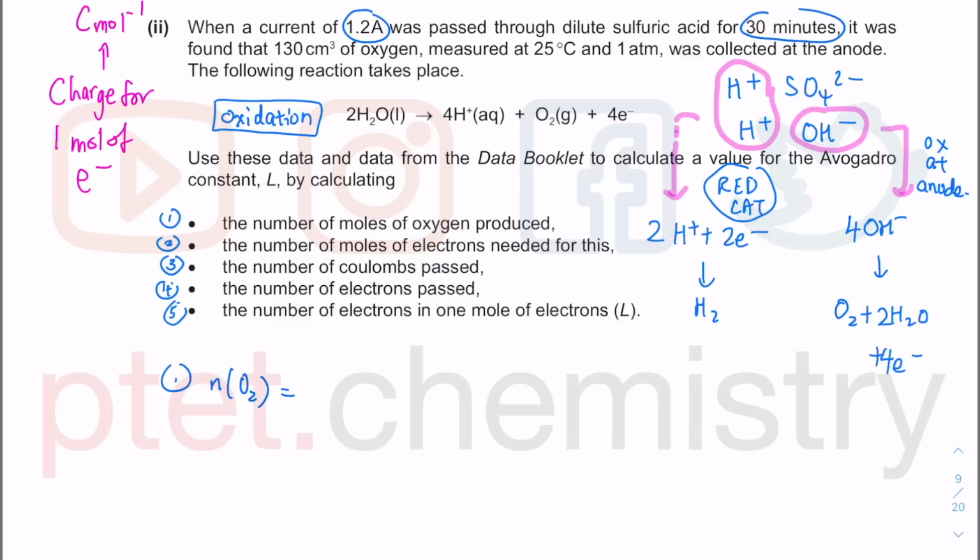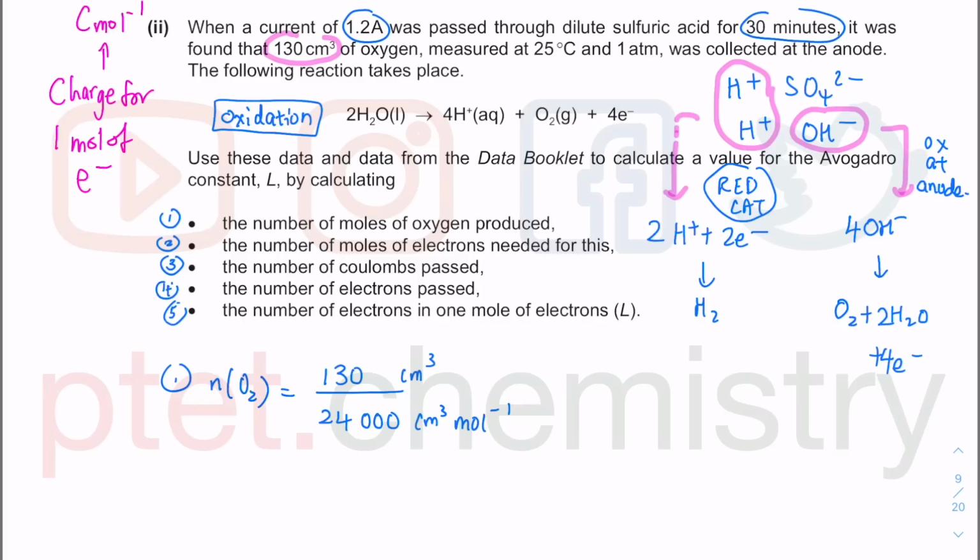Oxygen is a gas, and I get 130 cm cube there. So this is the gas volume, and this has to be divided by 24,000. So 130 divided by 24,000, and this is cm cube, and this is cm cube per mole. We know that in the periodic table at the bottom, it's given as 24.0 dm cube per mole. Here it's 24,000 cm cube per mole because it's in cm cube.